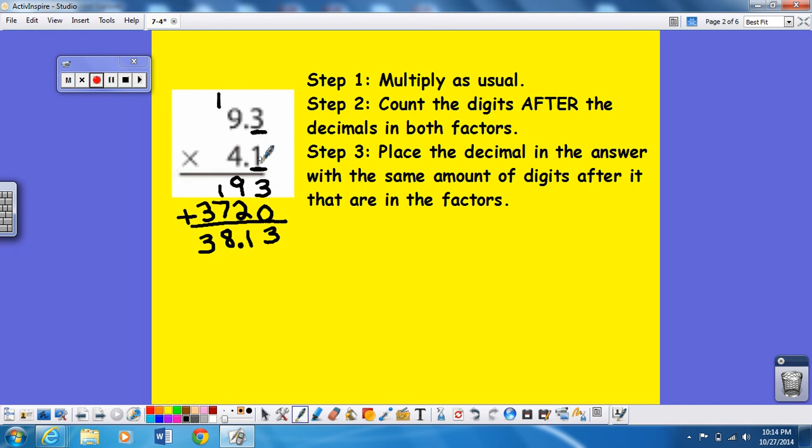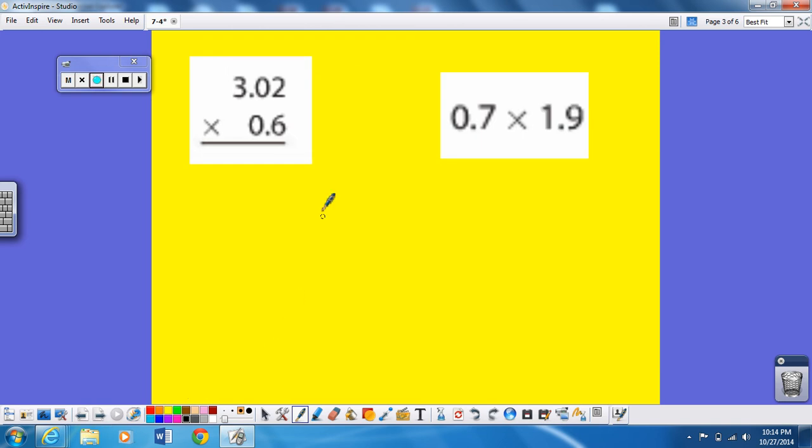I can go back and check. There's 2 numbers after the decimal point up here. Down here, there are 2 numbers past the decimal point in the answer. So this is now correct. 9.3 times 4.1 equals 38.13. Okay? On to this next one.